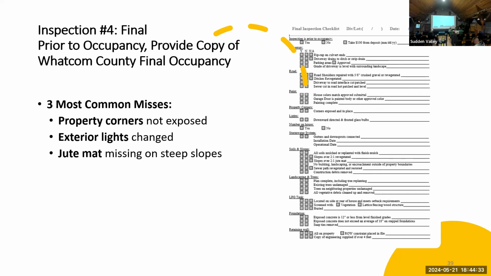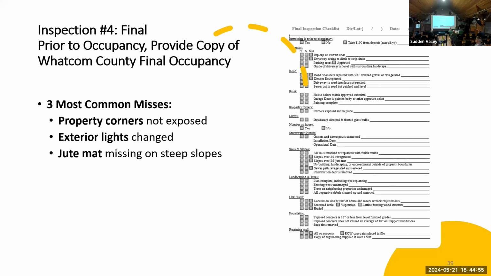Exterior lights change all the time, right? It's okay, it happens all the time, but it usually does result in a 2-week delay to get it approved on the ACC. So again, that goes back to get your construction change request approved before you make that change, or at least before you get onto the final.